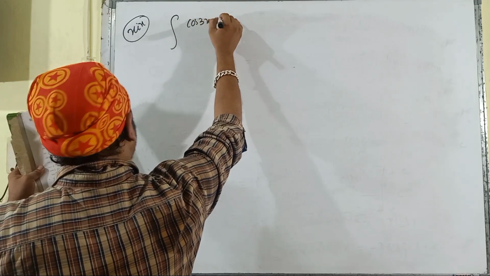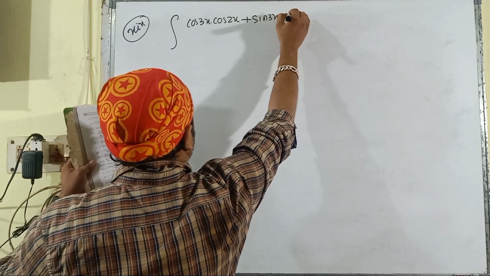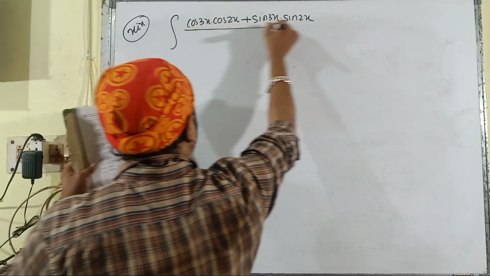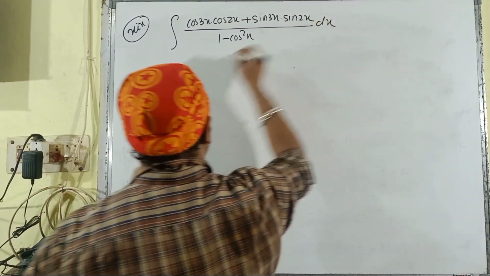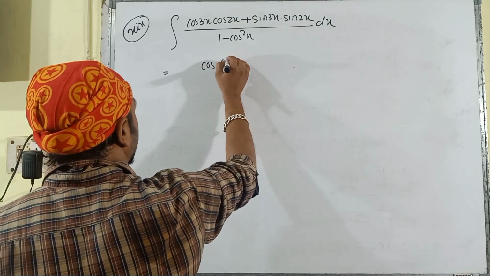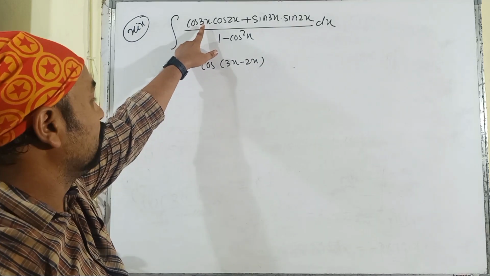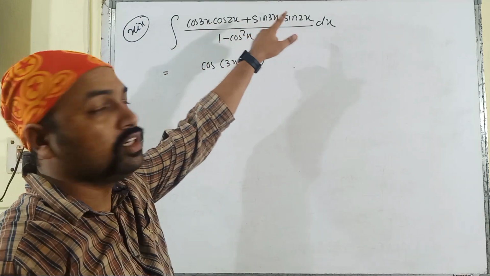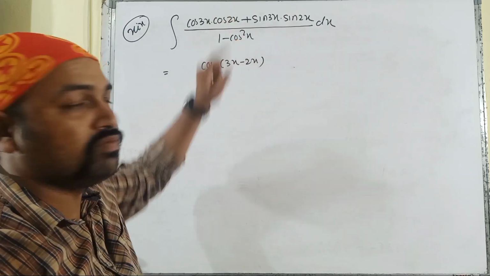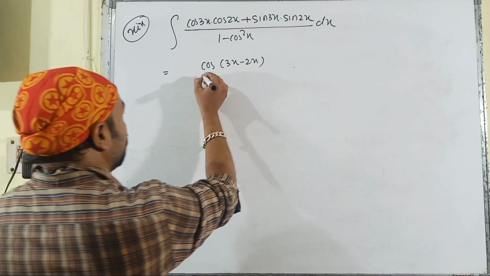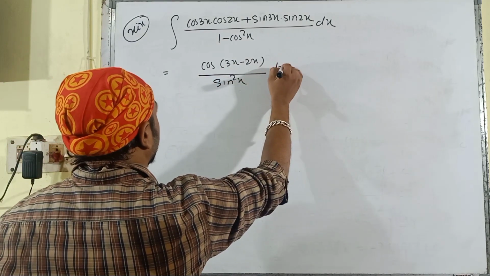Integral of cos 3x multiplied with cos 2x plus sin 3x multiplied with sin 2x, whole divided by 1 minus cos square x dx. Then it is cos 3x minus 2x, because it is in the trigonometric form cos a into cos b plus sin a into sin b. That means it is in the form of cos a minus b, where a is equal to 3x and b is equal to 2x. So applying that formula here, it is cos 3x minus 2x divided by sin square x.